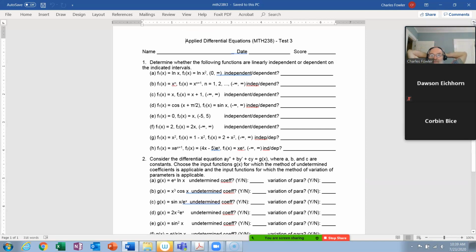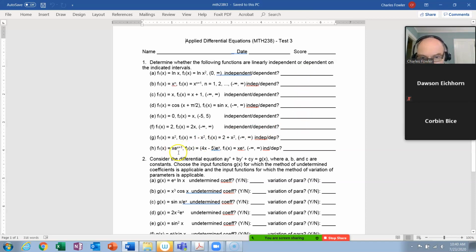To begin with, determine whether the following functions are linearly independent or dependent on the given intervals. Here is the first function. Here's the second function. Are those linearly independent or dependent on this interval here, 0 to positive infinity? Same thing here. First function, second function, and now you have some other things you put there. The whole real number line, independent or dependent, for these two functions. That's what you have to do: just determine linear independence or dependence for those pairs of functions.